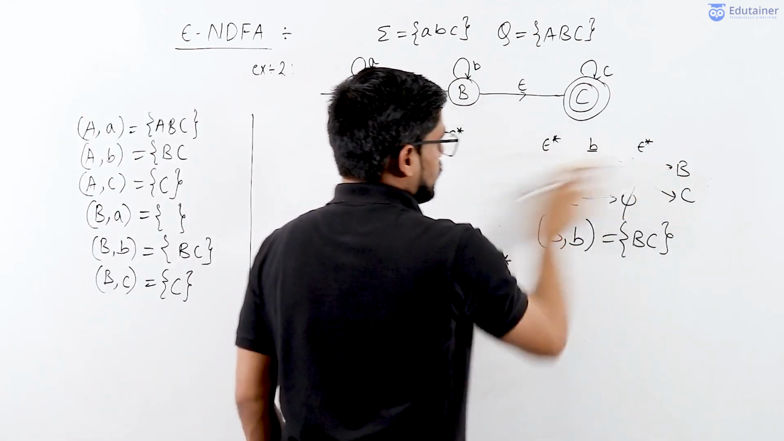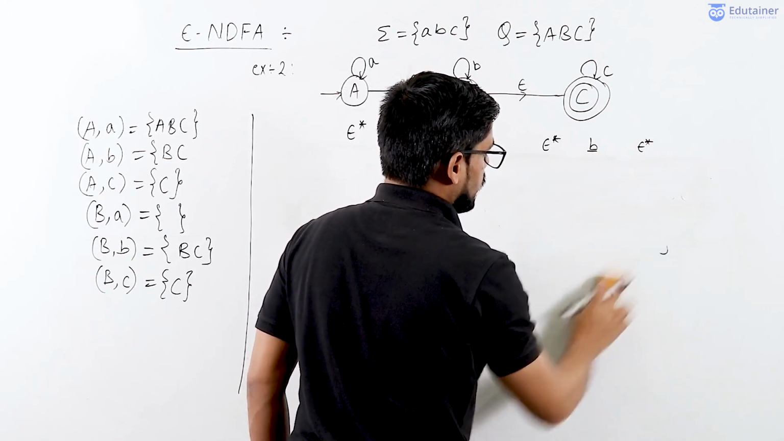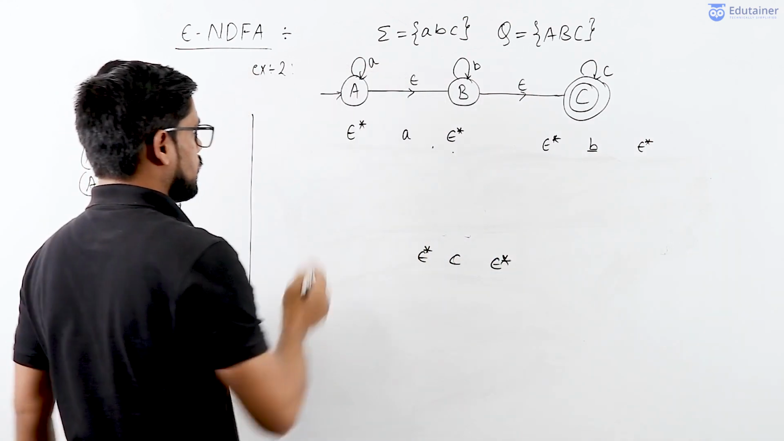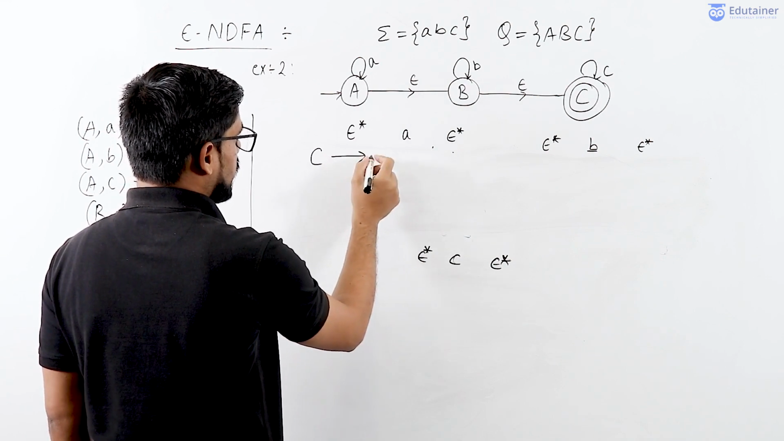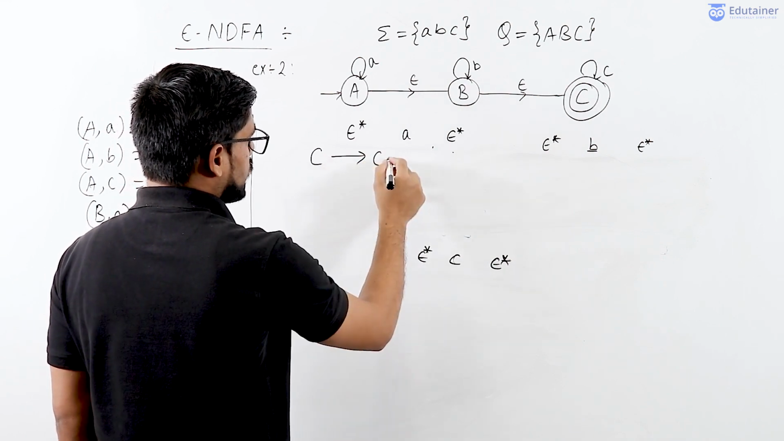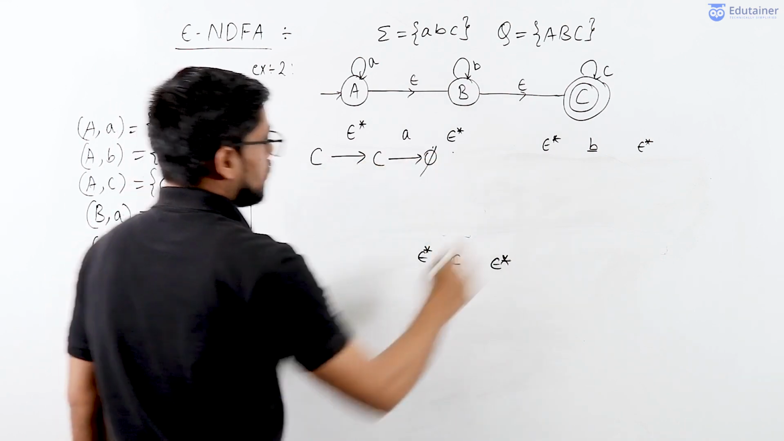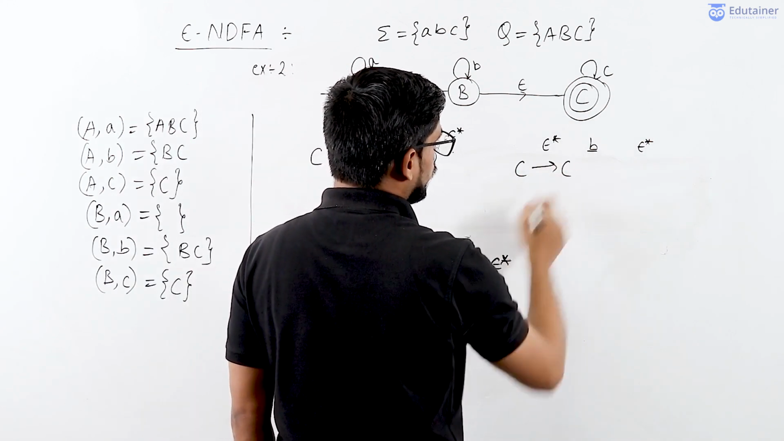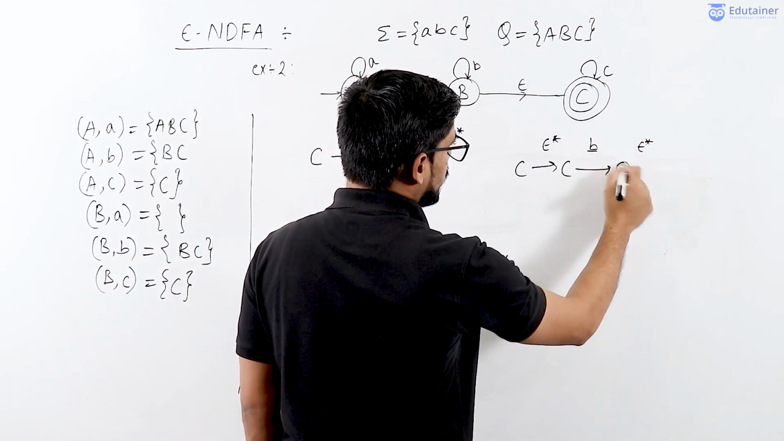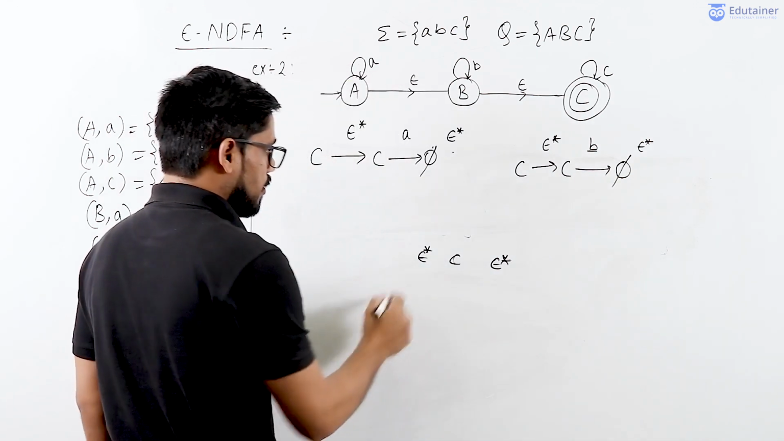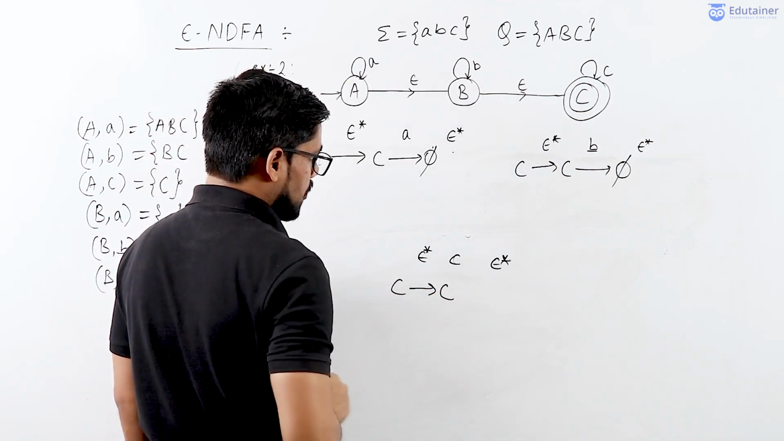After that, we will draw the transition table. So C on epsilon star will go to C only. C on a, there is no move. Similarly, C on epsilon star will go to C itself. C on b, there is no move, so I will write phi here. C on epsilon star, capital C.